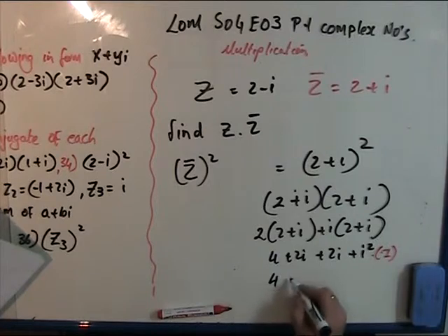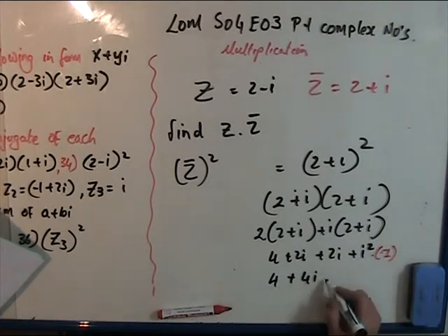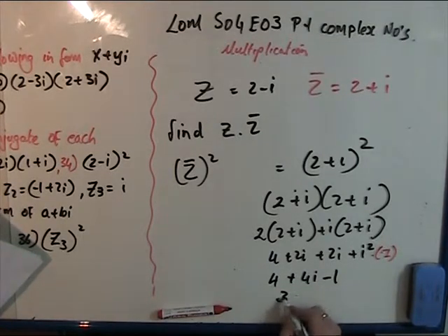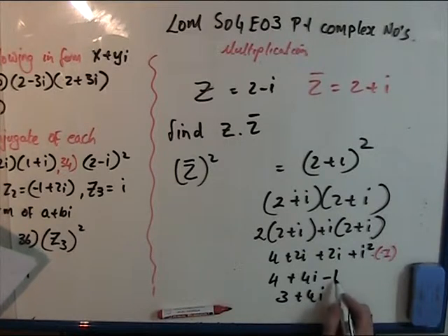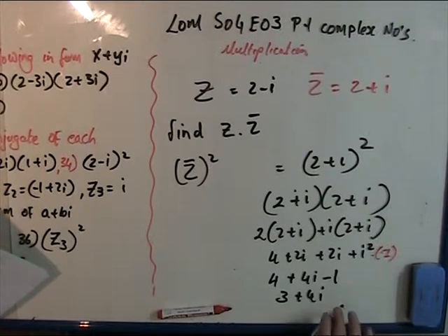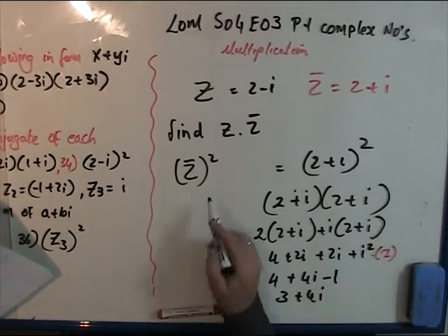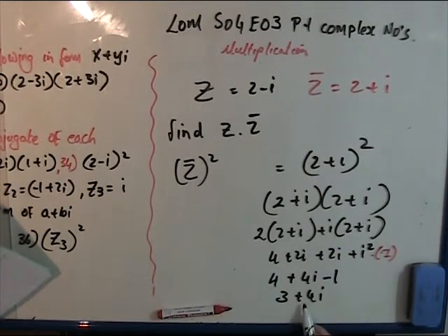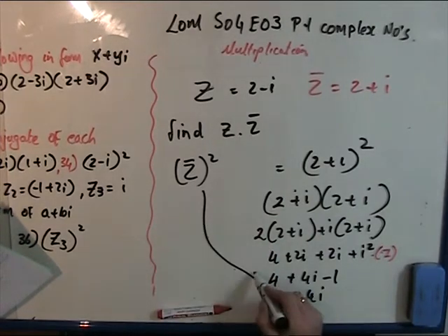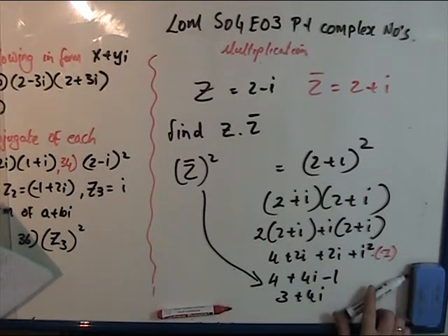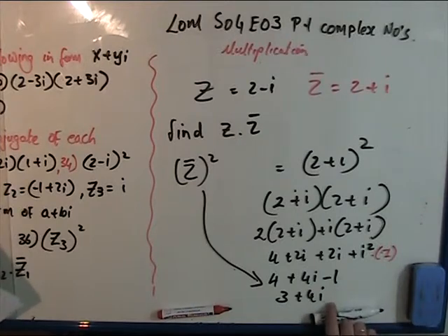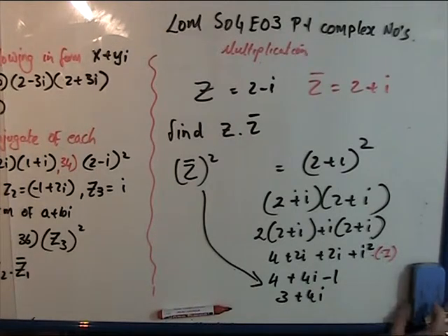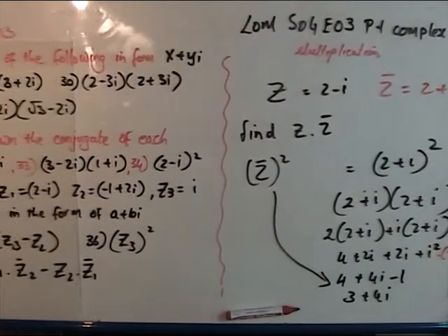Add them, you get 4 plus 4i minus 1. So you're left with 3 plus 4i when you add the real parts. Right, so the conjugate squared gives you a complex number. Okay, so that's worth noting for the future. Right, let's go over and have a look at these questions.